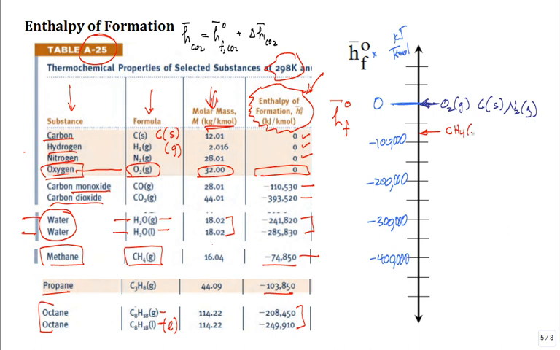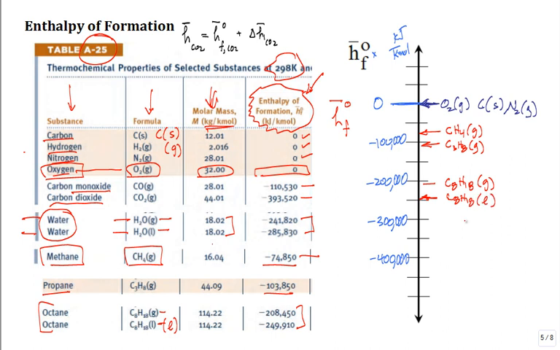Pick another one, propane. Propane, negative 104. Right around there, C3H8 in the gaseous state. Let's pick another one. How about the other fuel, octane? The octane is negative 208 for the C8H18 in the gaseous state, and then about negative 250 right here, C8H18 in the liquid state.